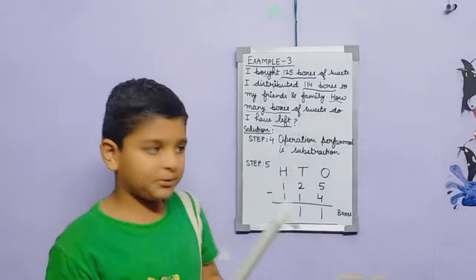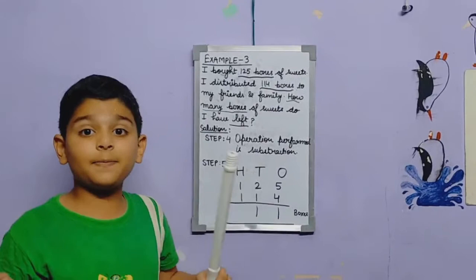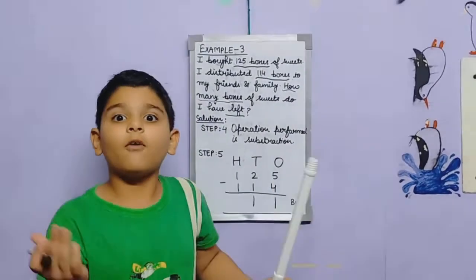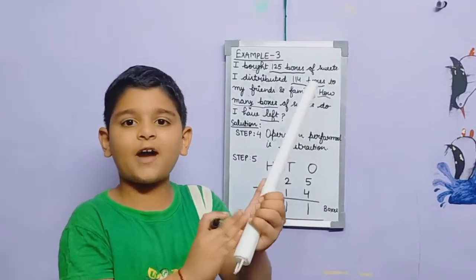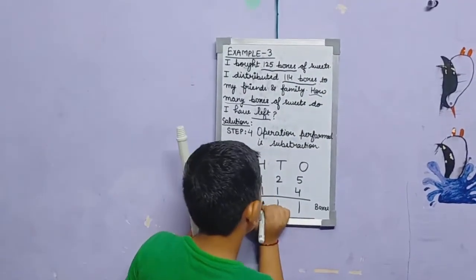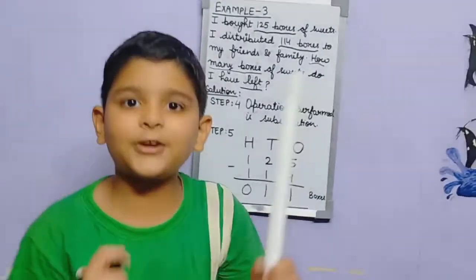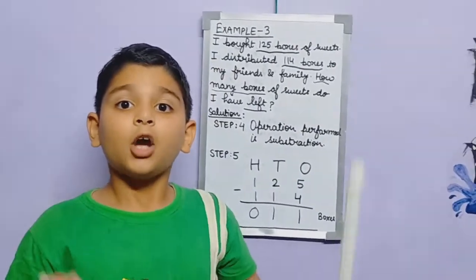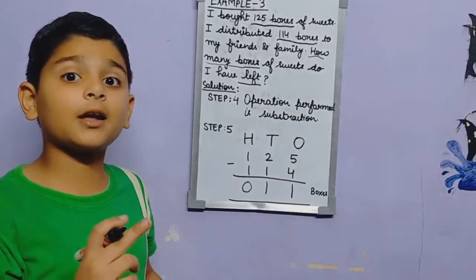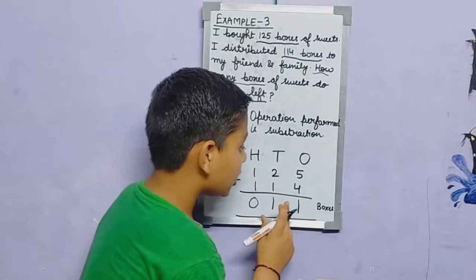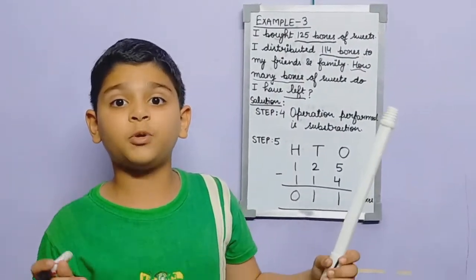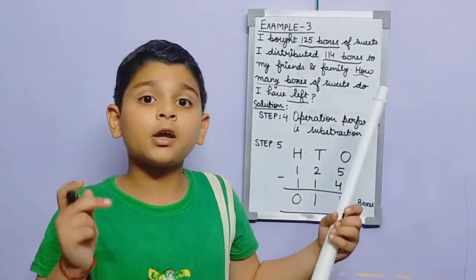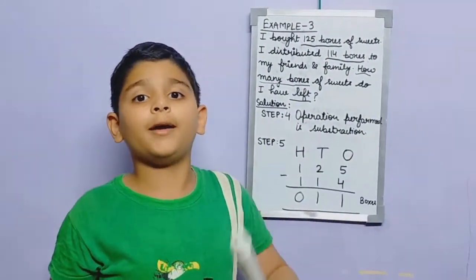Now we come to the hundreds place. Hundreds place is 1 minus 1. What is the answer, friends? 0 is the answer. Very good, friends. Clap for you. So friends, the final number is 11 boxes. 11 boxes of sweets are remaining with the boy.